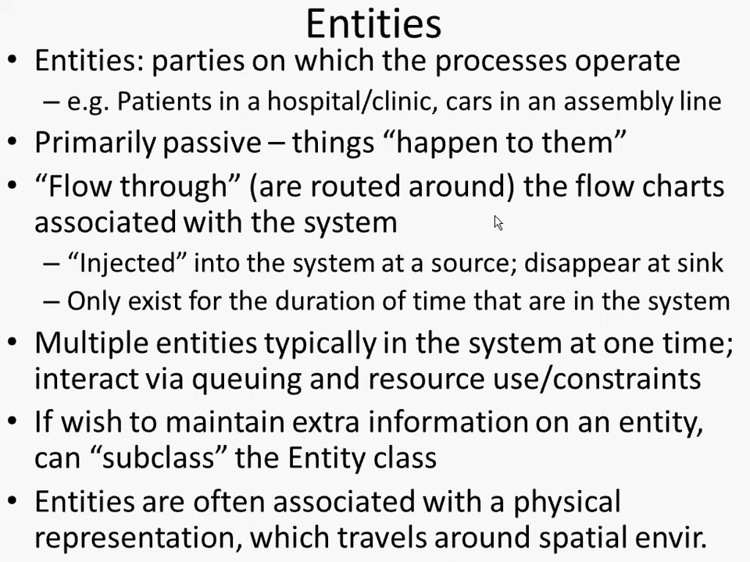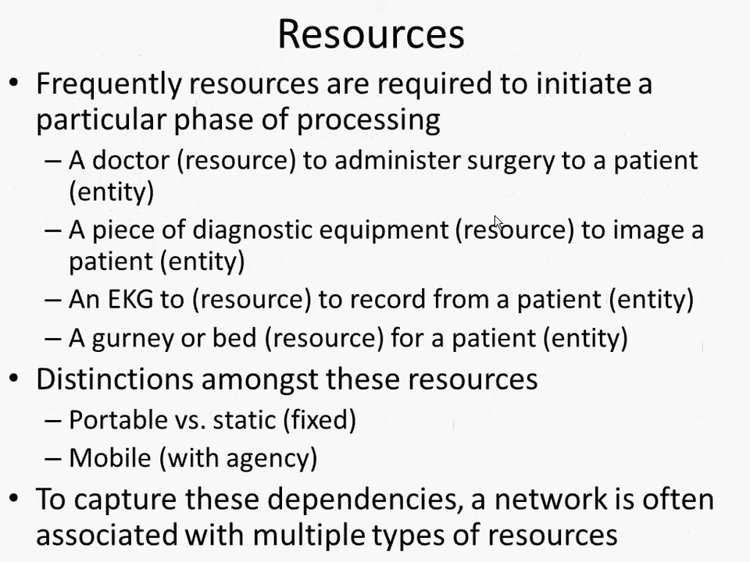It turns out you can use subclassing in this context to maintain extra information on entities. So if you want them to maintain information on how long it took them to go from A to B, you could do that by subclassing them and just recording, oh, you passed this point, oh, you passed that other point, and you could accumulate statistics, for example. Entities are associated with a physical representation at many points, which travels around with them, and we saw that. So entities are the primary quantities on which the processes operate.